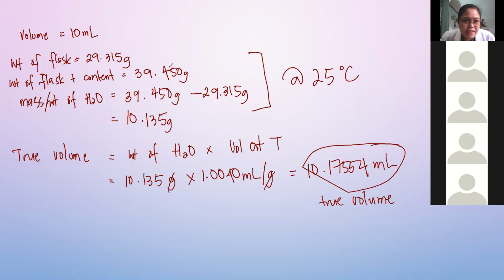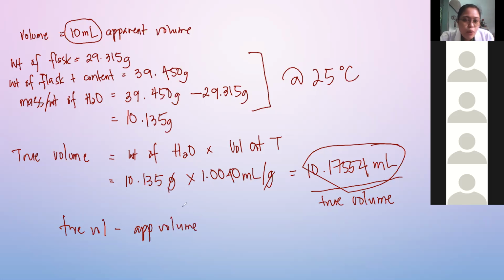Meaning, this is the true volume delivered from the burette. Okay? Again, this is the true volume. The 10 ml is the apparent volume. That is what we read there while the water was flowing from the burette. But if we correct it with the temperature needed, this is the real true volume. 10.1755 ml. And then we just subtract the apparent volume from the true volume to get the difference.